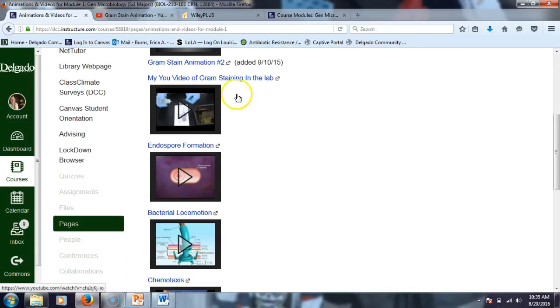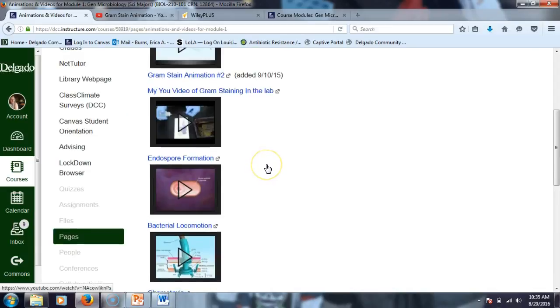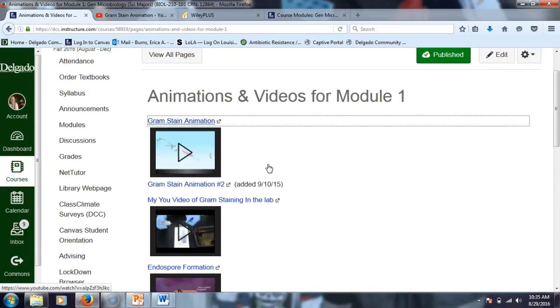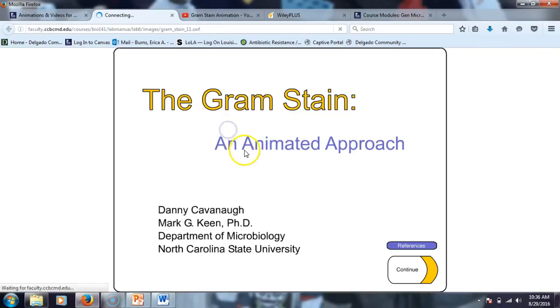And this is my professional one that the audio-visual department did of me actually doing the Gram stain. So those of you in lab will really like this one. And of course, it's on my lab site as well. These are other beneficial ones that are helpful in addition to the ones that your book has, which are awesome. So I'm going to go ahead and link out to this one. And thank you to these wonderful professors at North Carolina State for putting this together, because it is awesome.